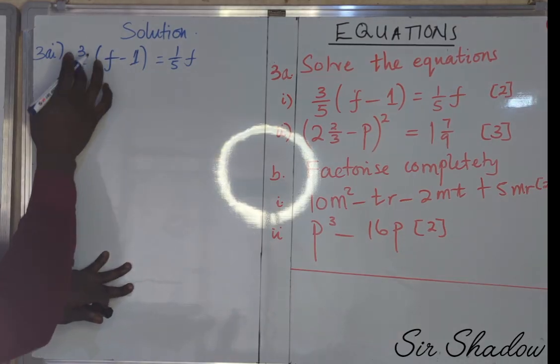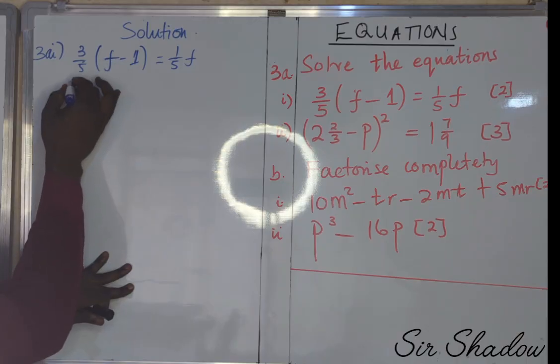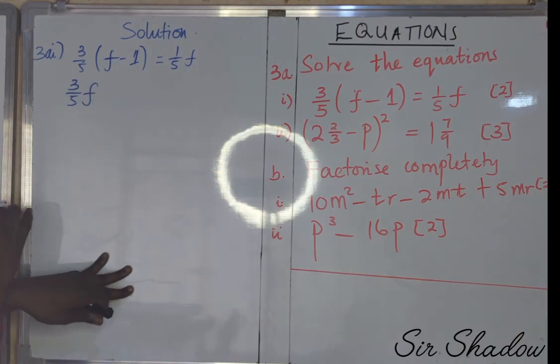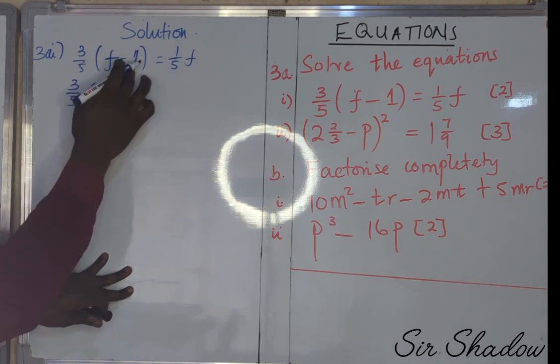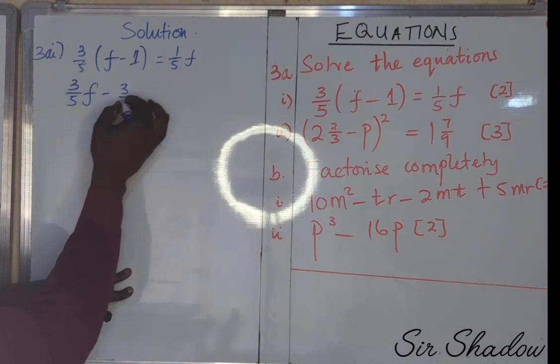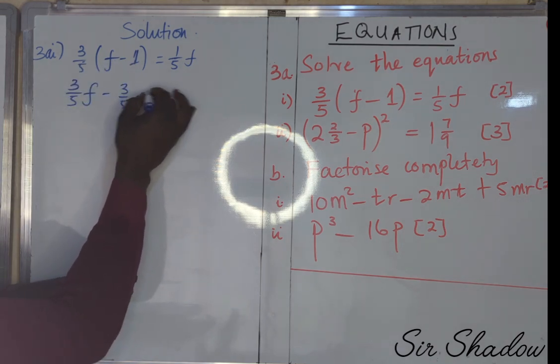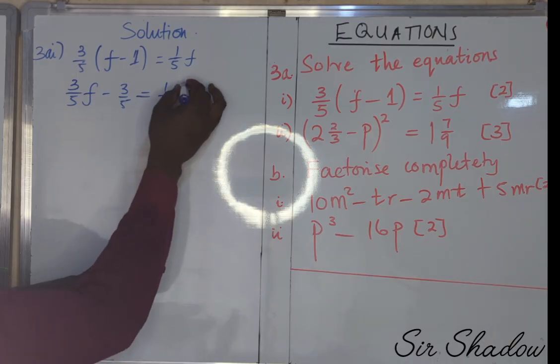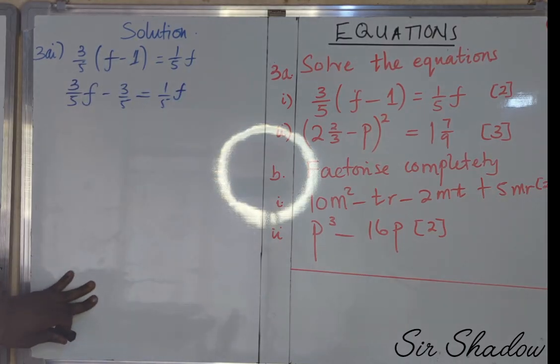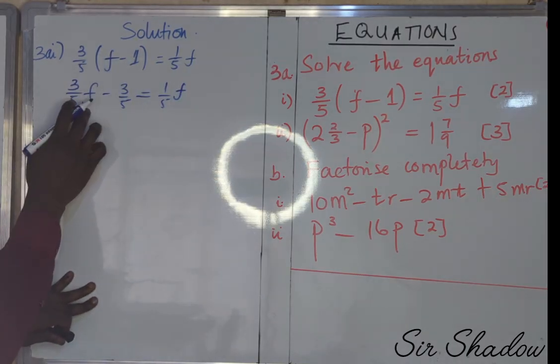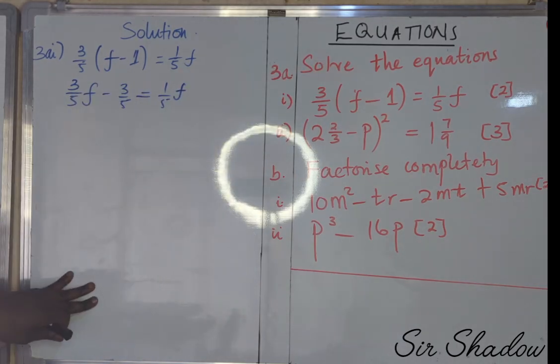So this will give us 3 over 5 times f. Now we get 3 over 5 f. 3 over 5 times 1, we get negative 3 over 5. This equals 1 over 5 f. Since we want to find the value of f, to solve the equation, we need to find the value of f. So now let's group the like terms.